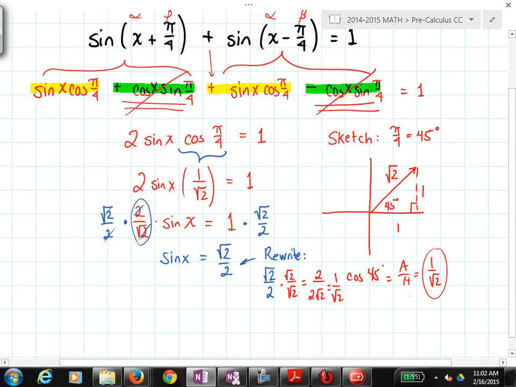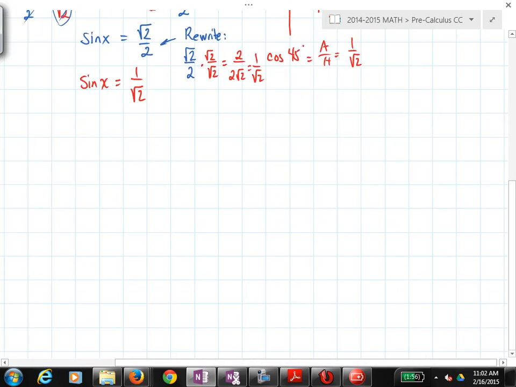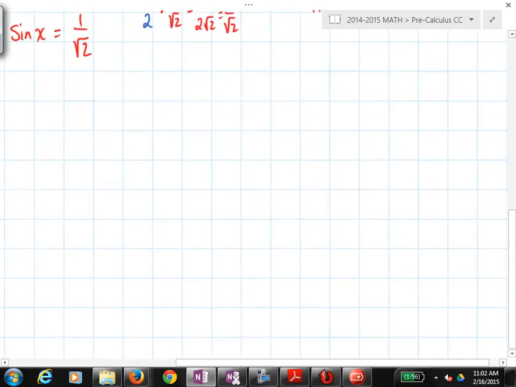Which I know is what we had gotten by coincidence, but it was because I didn't simplify it from the very beginning. But instead of using this square root of 2 over 2, I'm going to go back and write it like this. Sine of x is equal to 1 over the square root of 2. Alright, and these are the problems that we did last time.